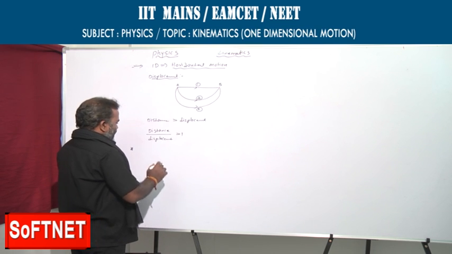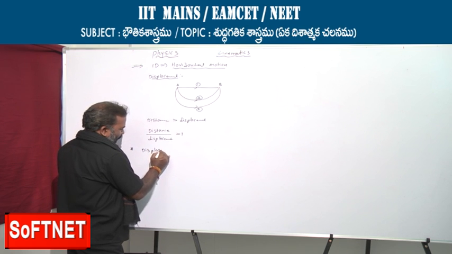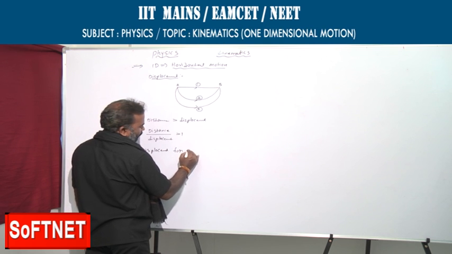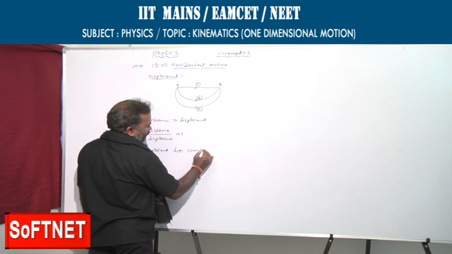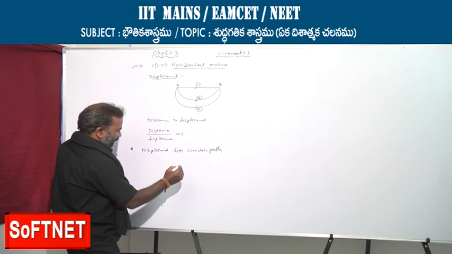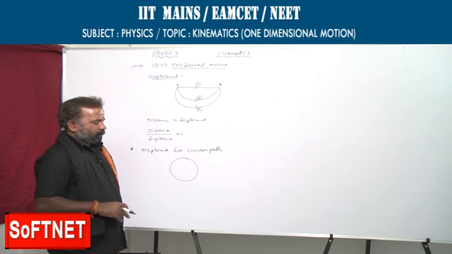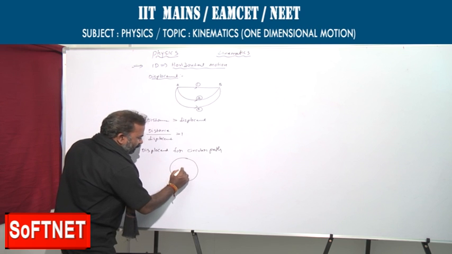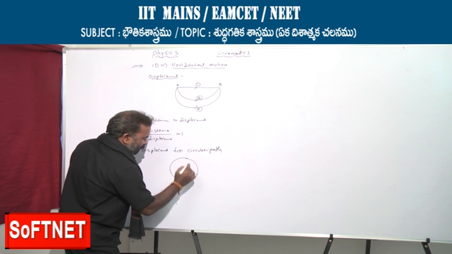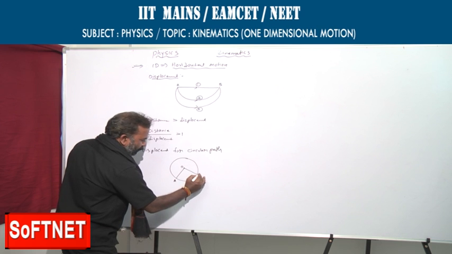Now displacement for circular path. If a body is in circular motion, let us take the center of the circle as O. It is moving from a point A to B.